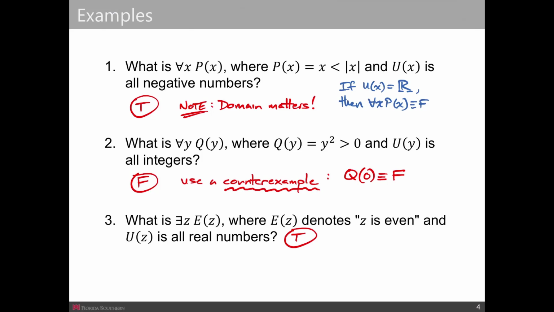So we could use the example of z equals 2. When z is 2, E at 2 is true. The number 2 is even. So that makes the existential true. What if we were to change the domain here and say all integers, right? The domain of z is now all integers. This is still true, right? For the example I just gave, we could even restrict this further by saying all positive integers or all negative integers. In either of these cases, this particular expression is still going to be true, and all we need to do to prove that is to find one example that makes E true.